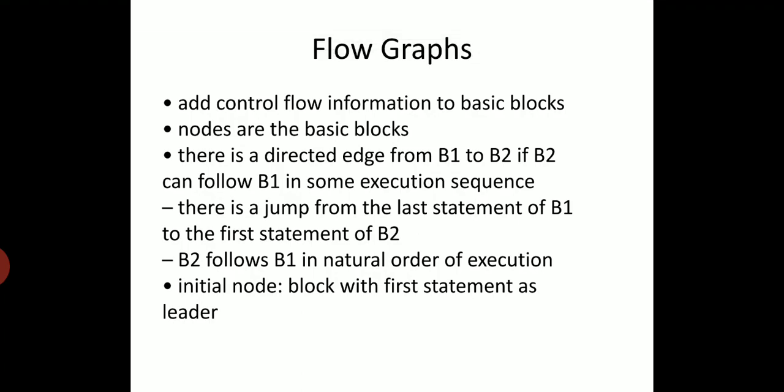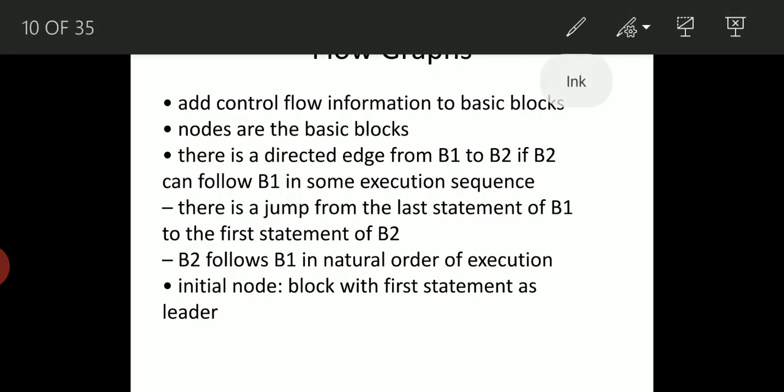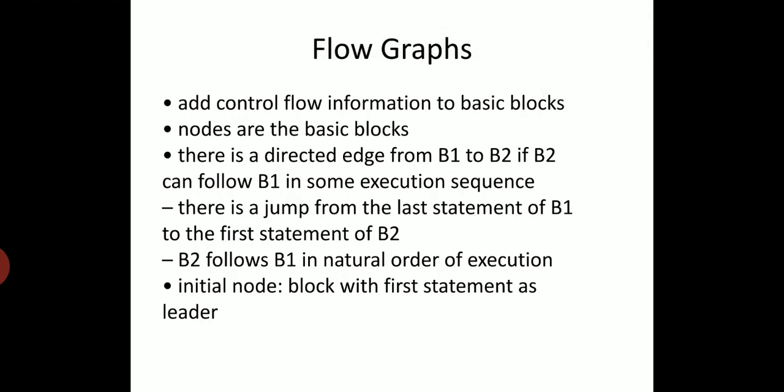So that is in the flow graph. In the flow graph, we can see that it adds control flow information to the basic blocks. In addition to the basic blocks, which are represented as nodes, there are edges that represent the control flow. There is a directed edge from block B1 to block B2 if B2 can follow B1 in some execution sequence, that is, there is a jump from the last statement of B1 to the first statement of B2, or B2 follows B1 in the natural order of execution.